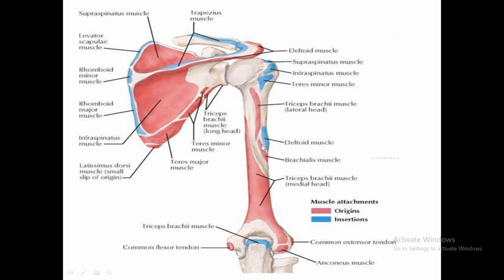The triceps brachii is supplied by the radial nerve. The radial nerve comes from the posterior cord of the brachial plexus. The triceps brachii is a muscle of the extensor compartment, so it causes extension of the elbow joint.